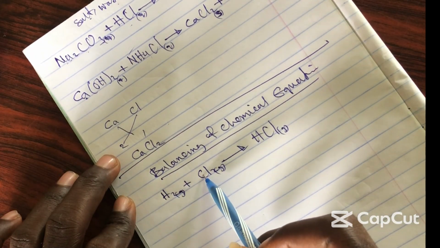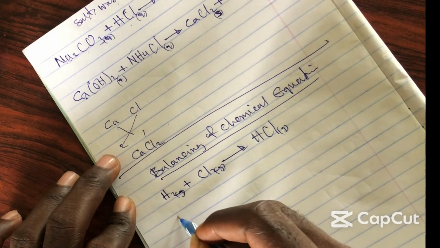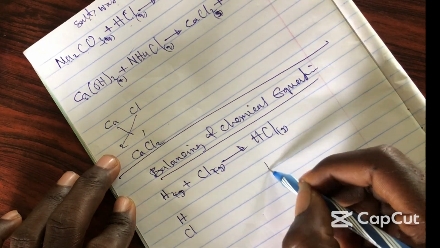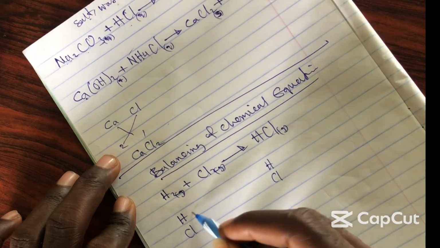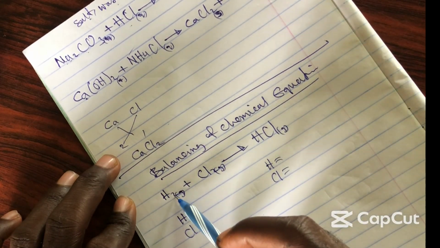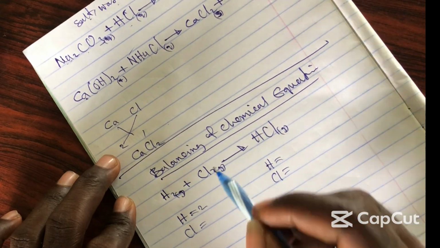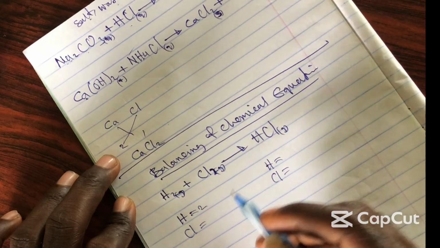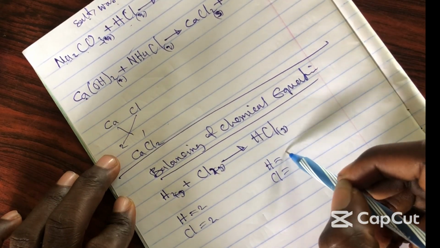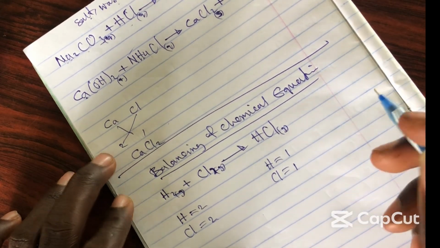Hydrogen, chlorine, hydrogen, chlorine. Now let's indicate the elements that are at the reactant side and the elements that are also at the product side. Now, how many hydrogen are you seeing here? We are seeing 2 hydrogen. You write there 2 hydrogen. How many chlorine are you seeing here? We are seeing here 2 chlorine. We write there 2. How many hydrogen are you seeing here? We are seeing 1. How many chlorine? You are seeing 1 chlorine.